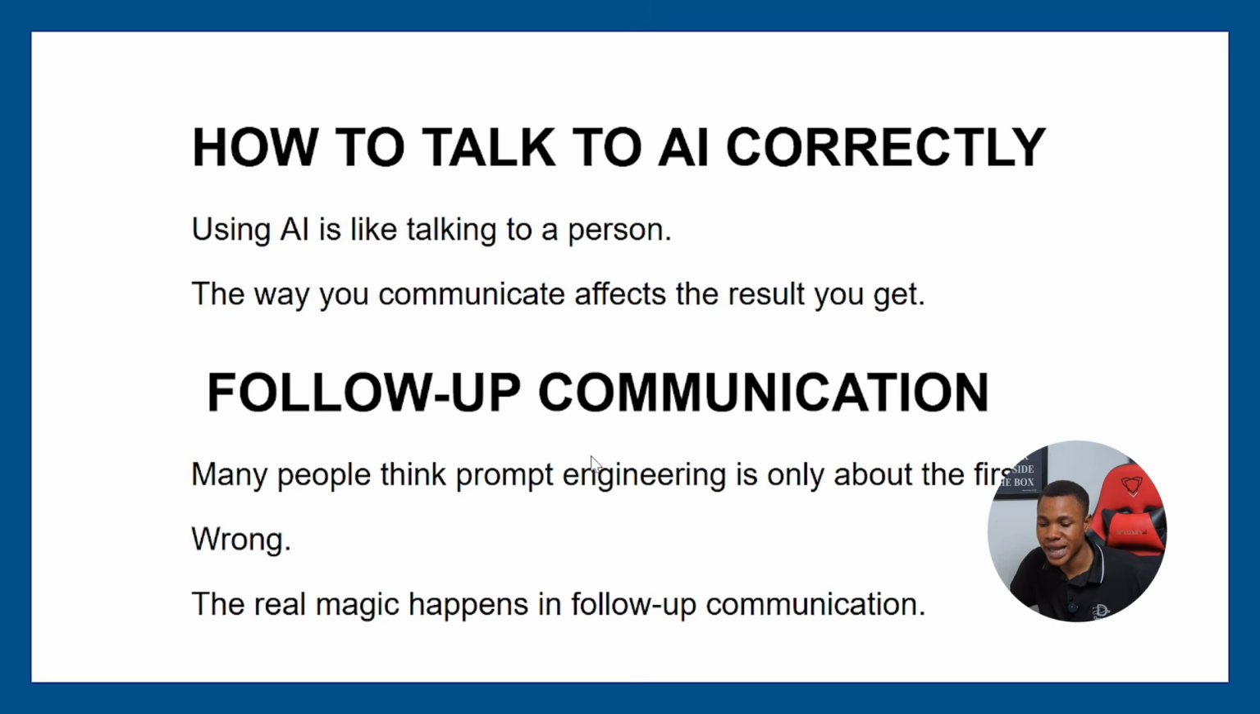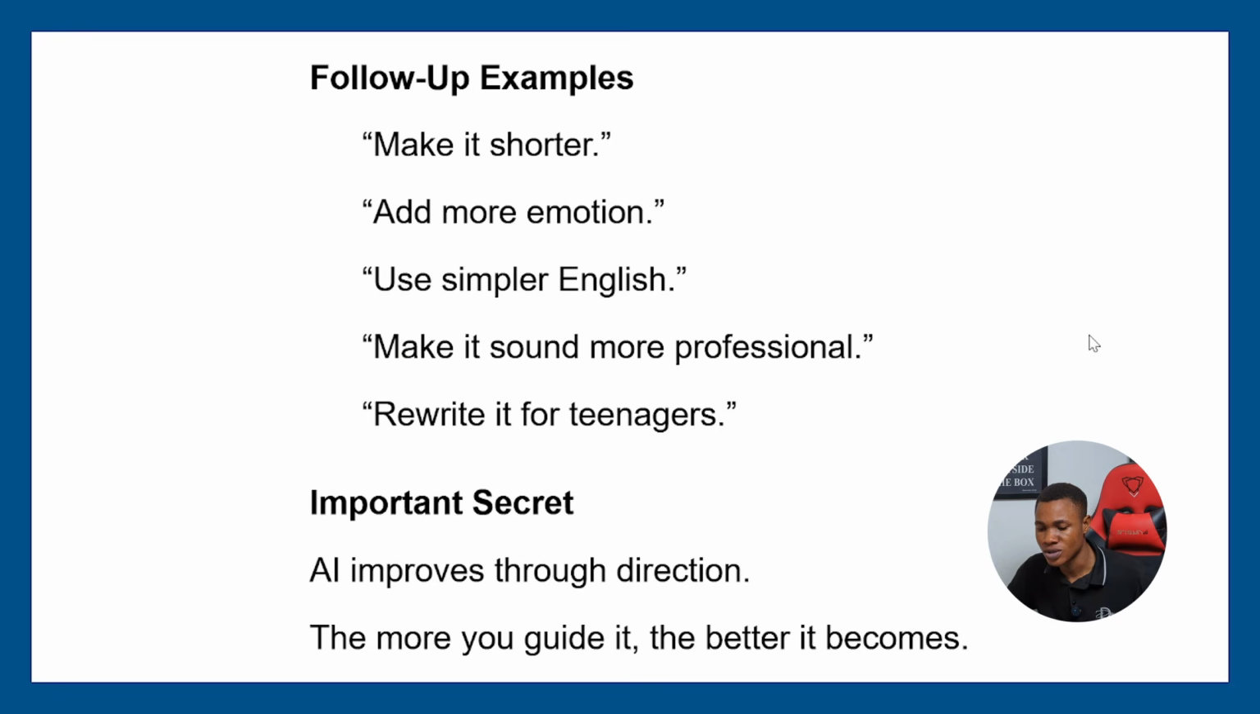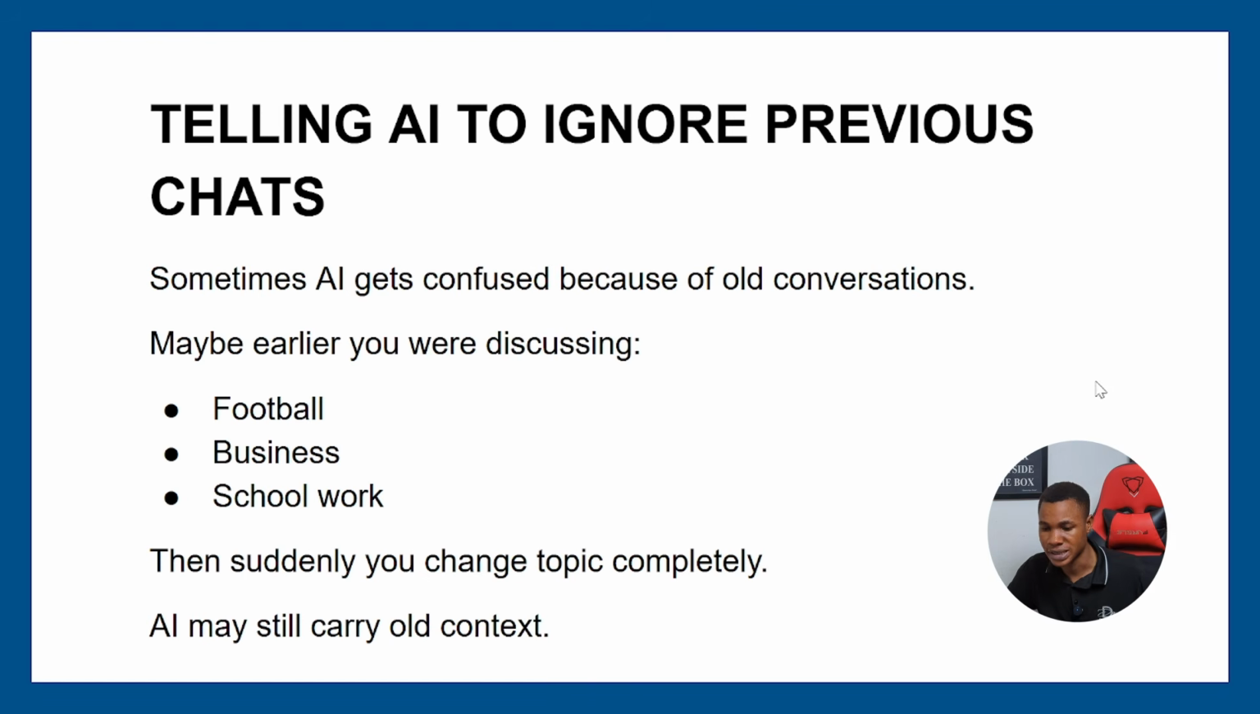All right, so using AI is like talking to a person. The way you communicate affects the results you get. Follow-up communication. Many people think prompt engineering is all about the first prompt. No, you are wrong. If the AI does not give you the result, keep following up. I've been doing it, so you just have to practice it. But practice it the right way. I don't want to do this example again.